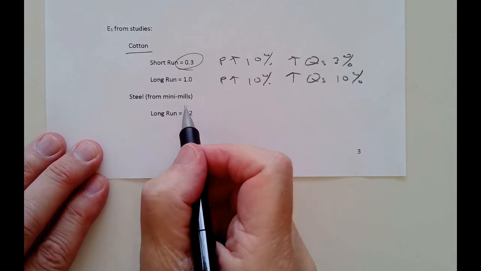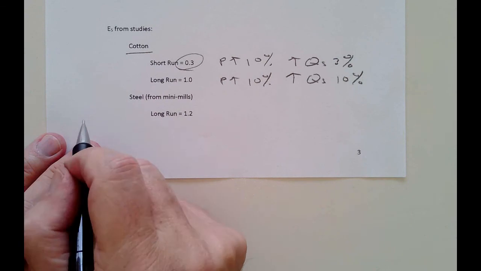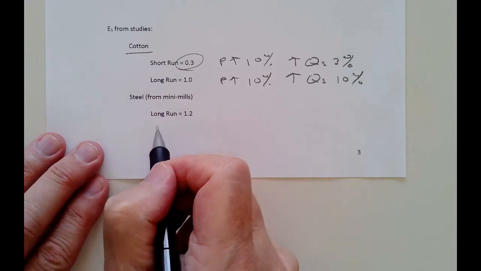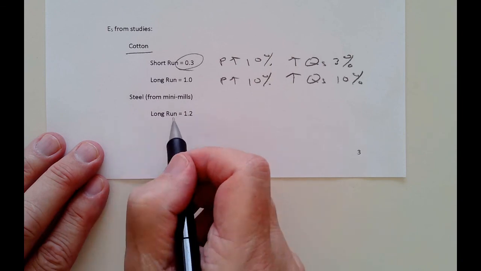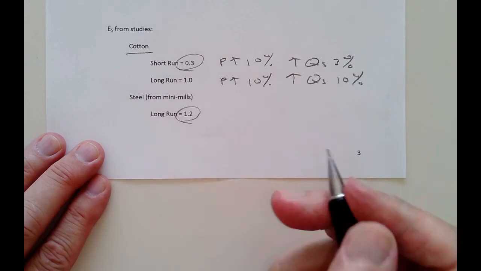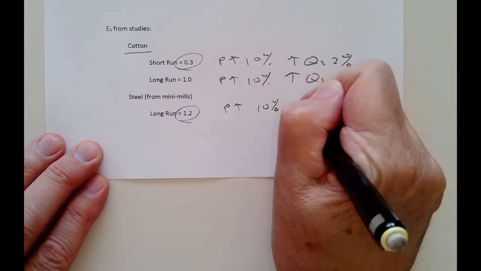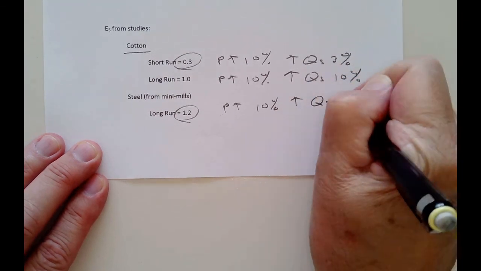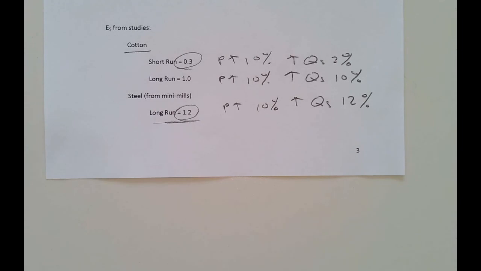Steel from mini mills, these are not your old-fashioned blast furnaces that take iron ore and turn it into steel. These are very lean operations which use scrap metal. They buy up scrap metal and melt it down and make new products out of it. In the long run, the number is 1.2. So if the price goes up by 10%, they can increase their production by 12%. Again, very lean, much more profitable than the old-fashioned blast furnaces. And that's pretty much where a lot of our steel is being manufactured now in the United States.